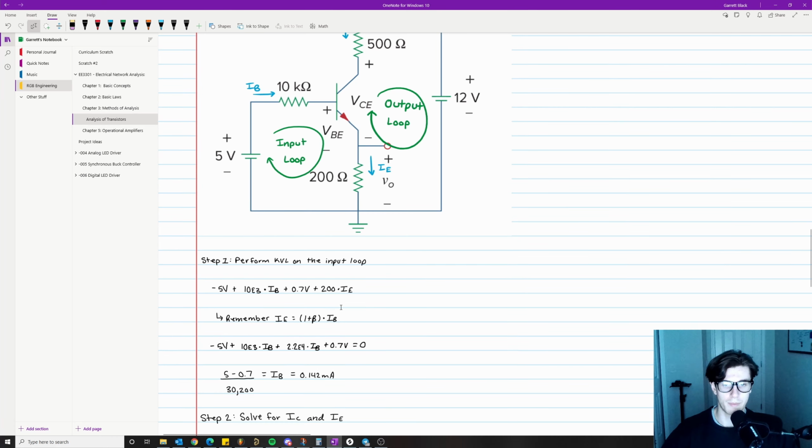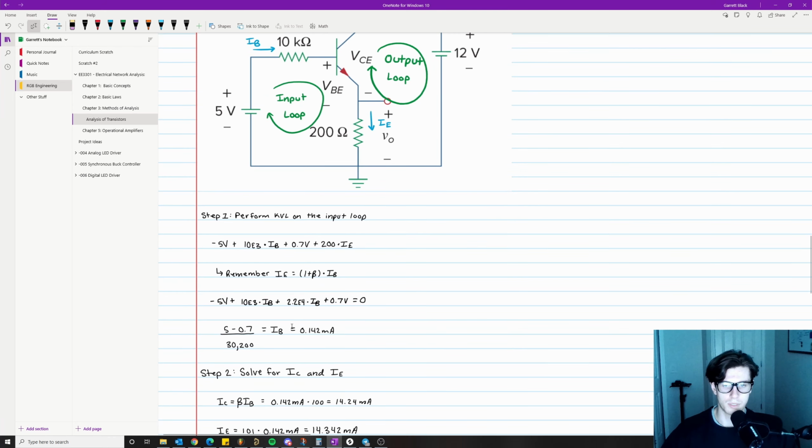All we've done in this step is rewrite IE as 1 plus beta times IB. So now we get 2.02 e to the fourth, which is 20,200. I think I wrote this wrong earlier; it's supposed to be 2.02. So it's 20,200 times our base current plus 0.7 volts. This is what Kirchhoff's voltage law looks like with everything in terms of the base current.